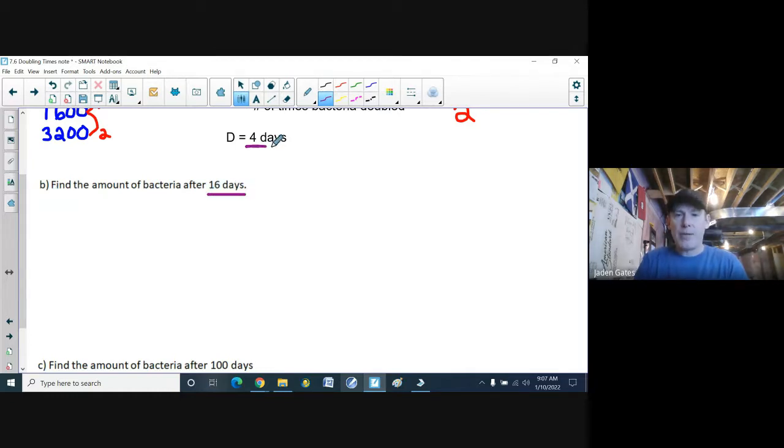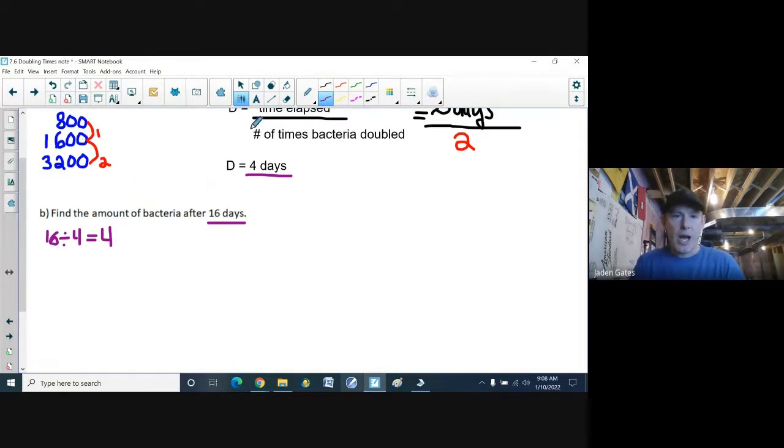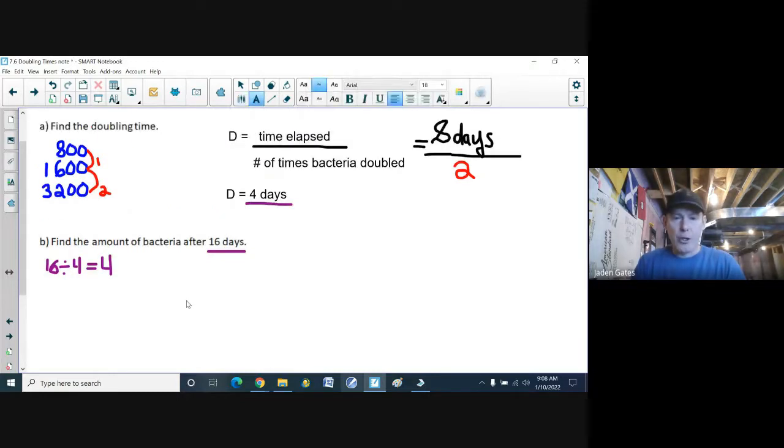Our doubling time is 4 days. And so because I can take 16 and divide it nicely by 4, the doubling time, I can figure out the amount of bacteria in 16 days in the straightforward way. And here's how I'm going to do it. Again, I'm going to look at the start. I had 800 bacteria. Now the doubling time is 4 days. So on day 4, I now have 1,600.